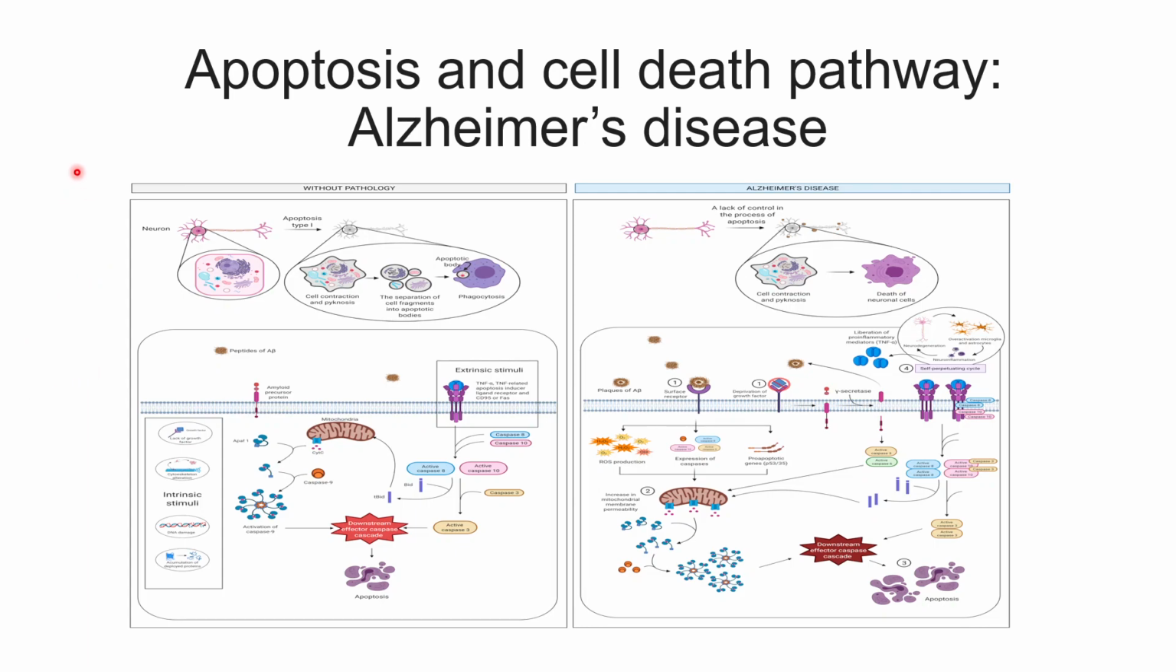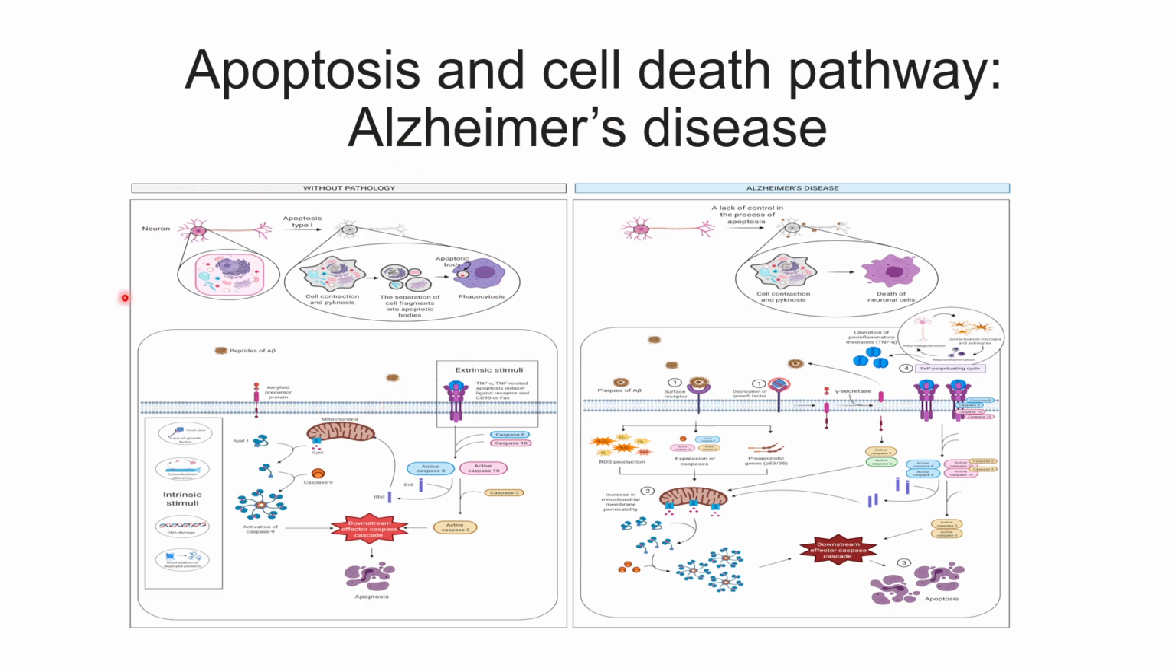In this video, we will continue our discussion about the effects of Alzheimer disease, or how Alzheimer disease affects the fundamentals, or the roles of cells and the signaling pathways within the cells. So, in this slide, we will cover the apoptosis and cell death pathway.